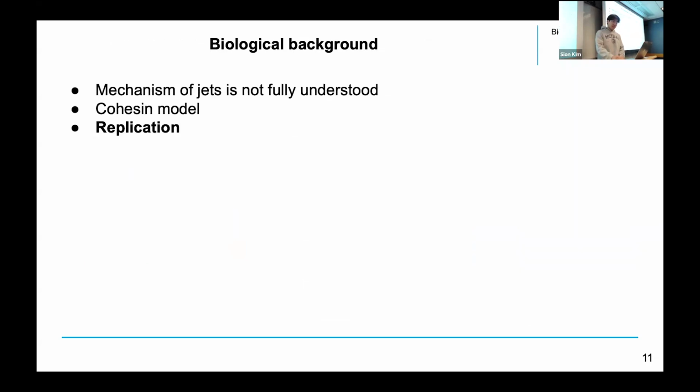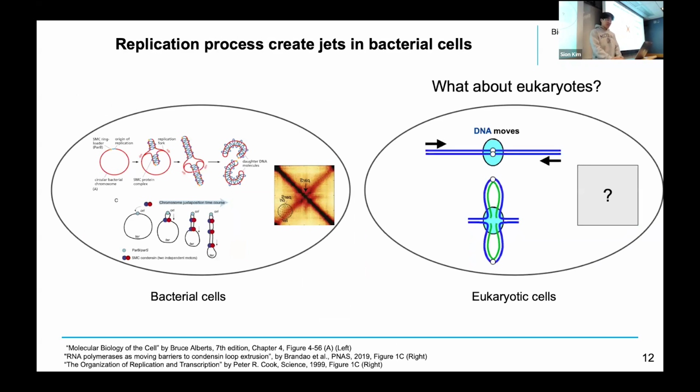Then there's also the replication model. The replication process creates jets in bacterial cells, and this is quite well known and characterized. In bacteria, you have the replication fork too, and this generates these lateral interactions that end up as the jet-like pattern in Hi-C.